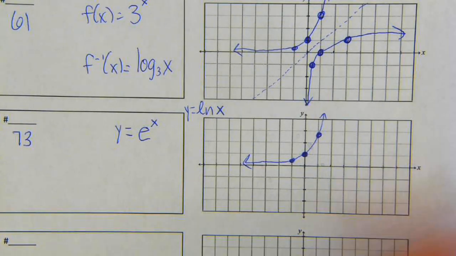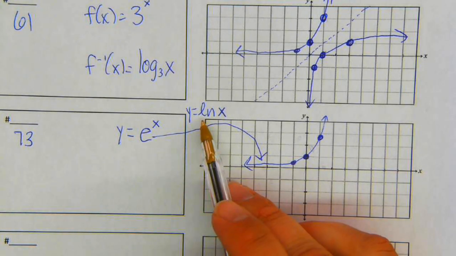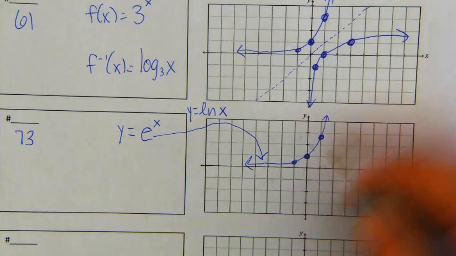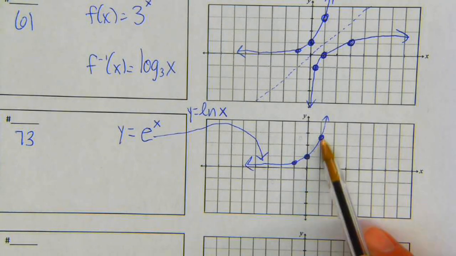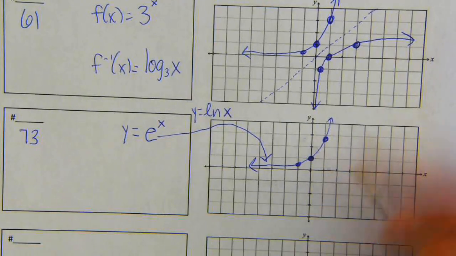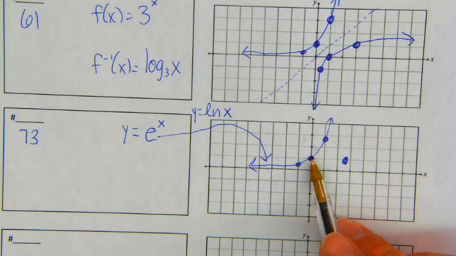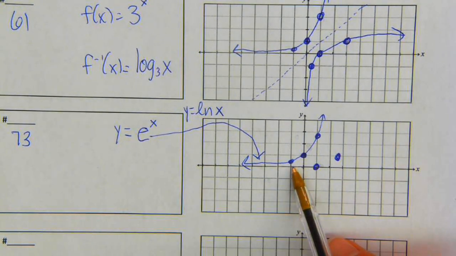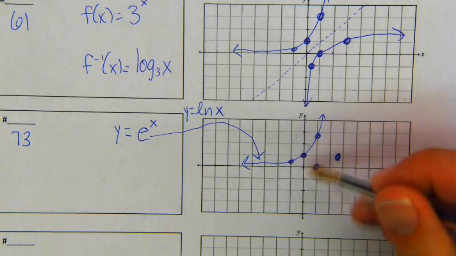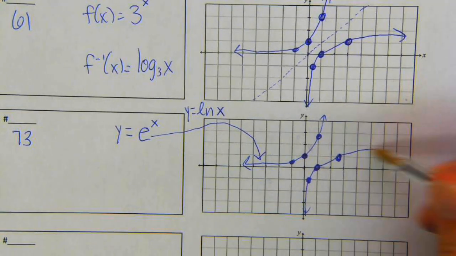All right, but y equals ln, so this is y equals e to the x here. I'm going to graph y equals ln x by flipping around the ordered pairs. So this one was 1, 2.7. I'm going to go 2.7, 1. This was 0, 1. So I'm going to go 1, 0. This is negative 1, 0.36. I'm going to go 0.36, negative 1, and there's y equals ln x.